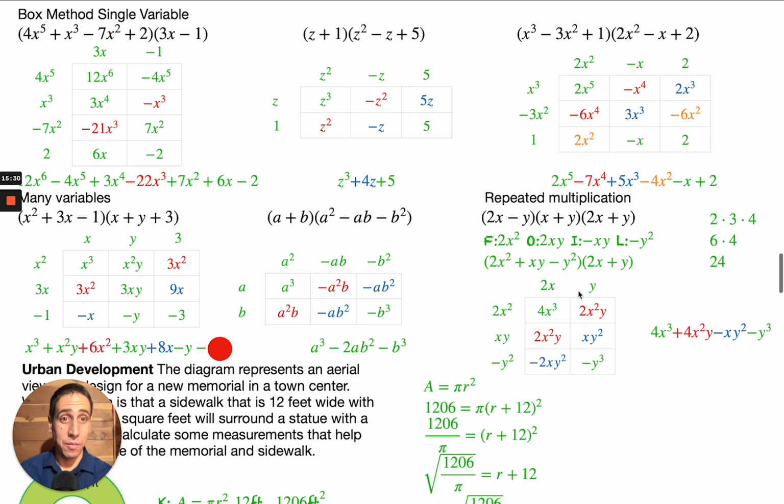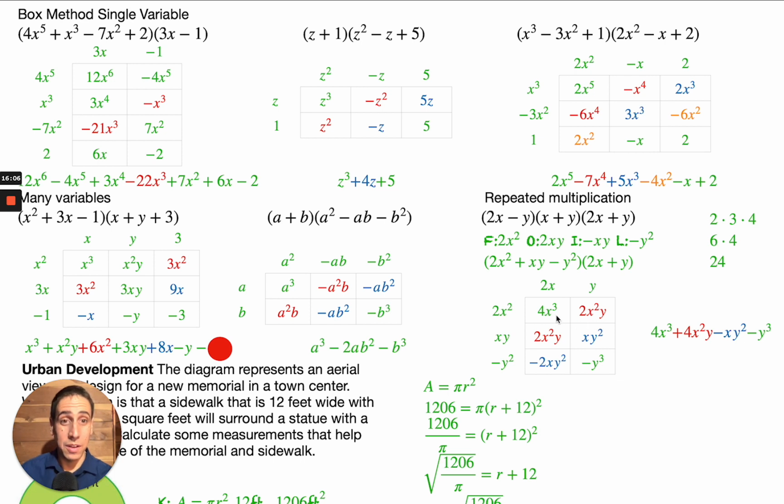And then where the box method really helps is that we can multiply this first trinomial times the second binomial. And when we do that, we line them all up like this. 2x squared times 2x is 4x cubed. xy times 2x is 2x squared y. 2x times negative y squared is negative 2xy squared. Then we have 2x squared times y is 2x squared y. xy times y is xy squared. Negative y squared times y gives you negative y cubed.